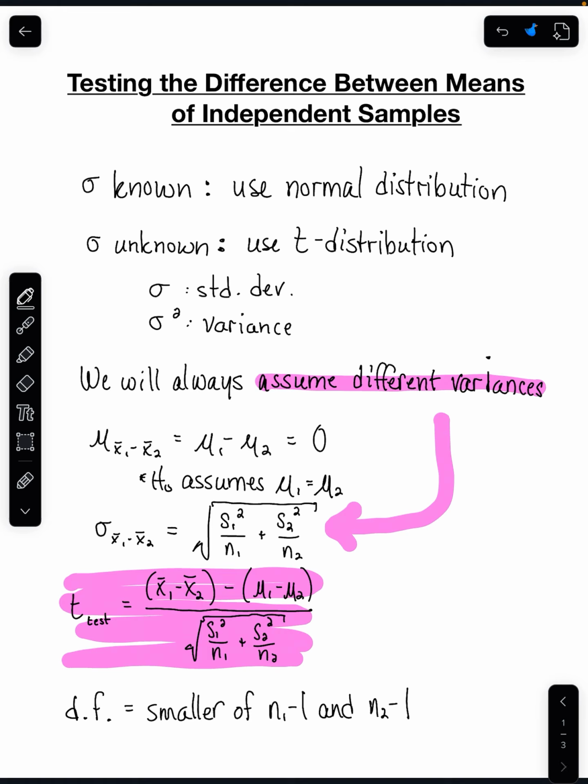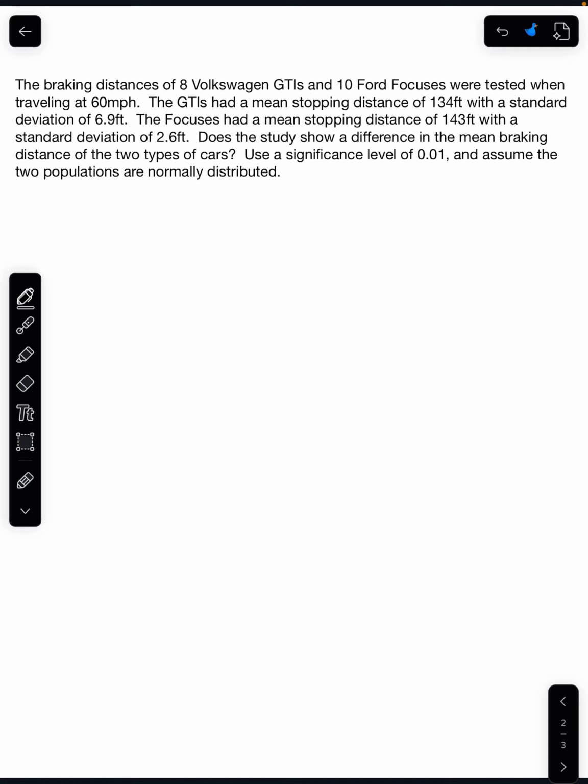Let's look at an example. The braking distances of 8 Volkswagen GTIs and 10 Ford Focuses were tested when traveling at 60 miles per hour. The GTIs had a mean stopping distance of 134 feet with a standard deviation of 6.9 feet. The Focuses had a mean stopping distance of 143 feet with a standard deviation of 2.6 feet. Does the study show a difference in the mean braking distance of the two types of cars?